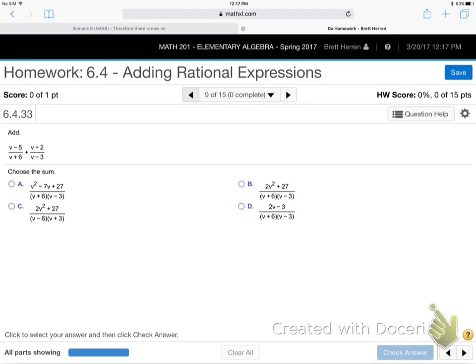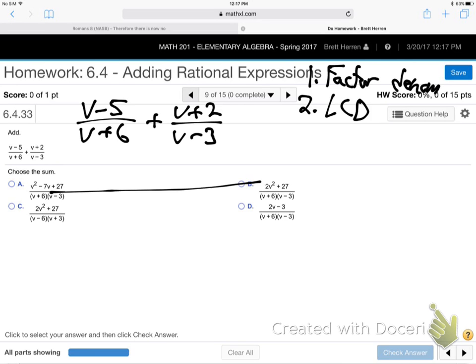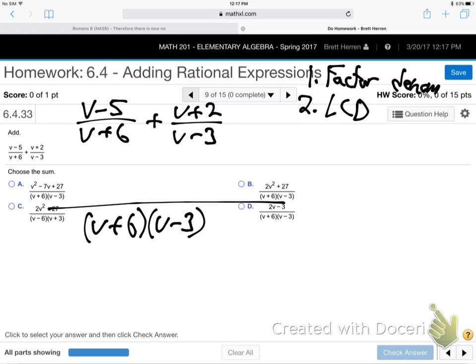Okay, so number 9. V minus 5 over V plus 6 plus V plus 2 over V minus 3. Same game. Step 1, factor denominators. Not needed. There's nothing to factor in the bottom. Step 2, LCD. One big bar, LCD. What's the LCD? Just one of each. We're shopping at Target. We're buying one of everything.